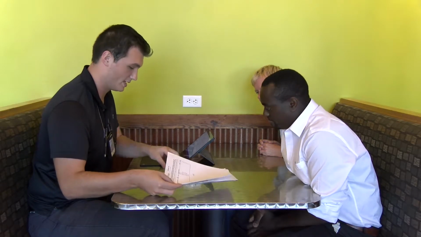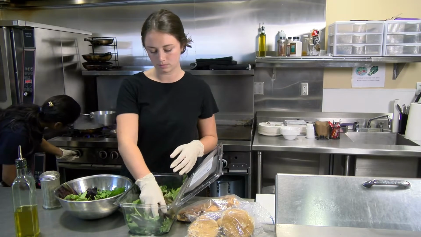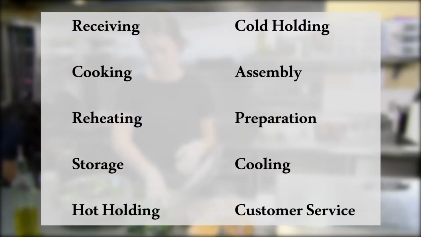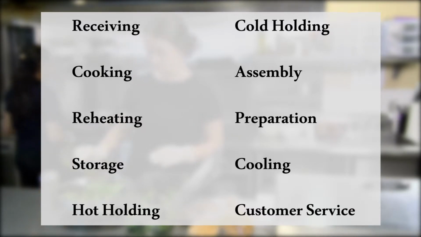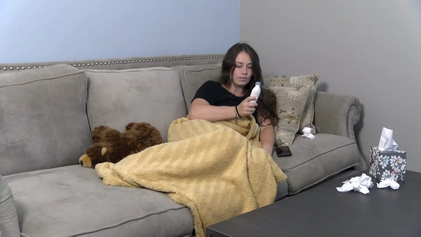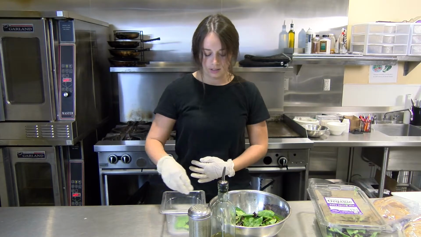So, you got an employee health violation. Let's look at some things a little closer. Where could the health of your employees impact in each of these steps? Receiving, cooking, reheating, storage, hot and cold holding, assembly, preparation, cooling, service to customers. The answer is all of them. And if you have an employee coming to work sick, that could mean putting your customers and business at risk.